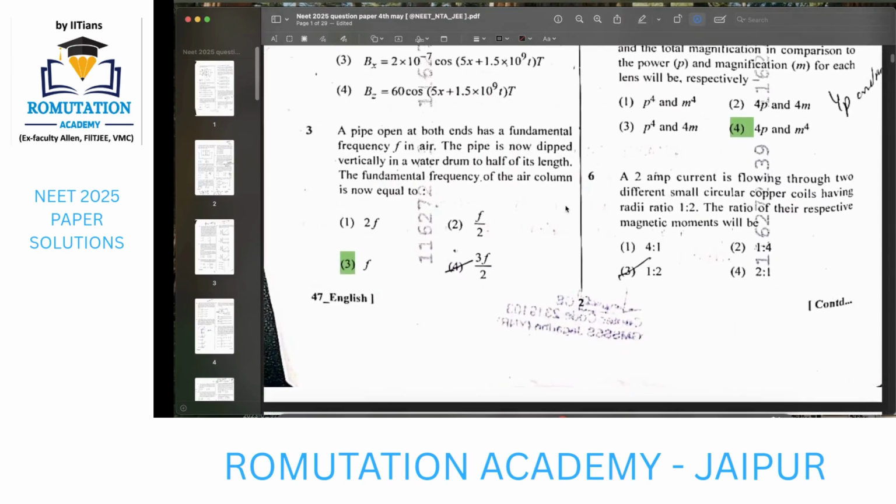Okay, now let's come to the sixth one. 2 ampere of current is flowing through two different small circular coils having the radii as this. The ratio of their respective magnetic moments will be, if two different circular coils are there, their radii are different, but the same current is flowing through them. So the ratio of their magnetic moments.